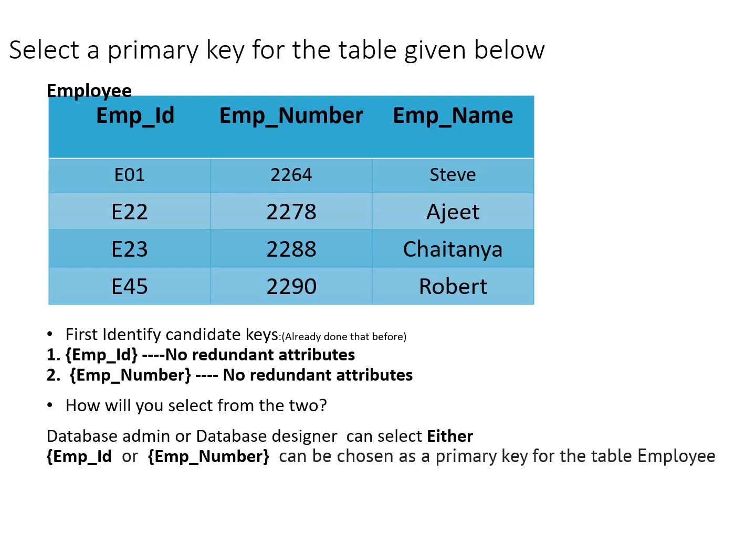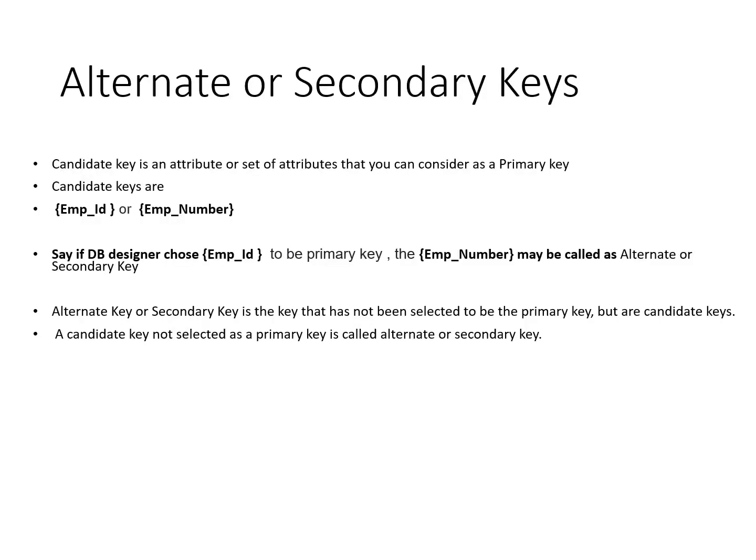So in this also, you have to select either employee number or employee ID, but that will be done by the database admin or the database designer. And now there is something called secondary keys. So say you have employee ID and employee number. In that, your database admin selected employee ID as the primary key. So you have this employee number, right? So that employee number is basically called the secondary key. So the candidate key, which could be used as a primary key but is not yet used, such keys are basically called the secondary keys or the alternate keys.